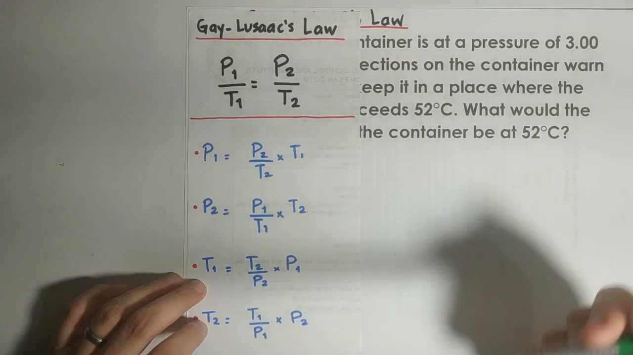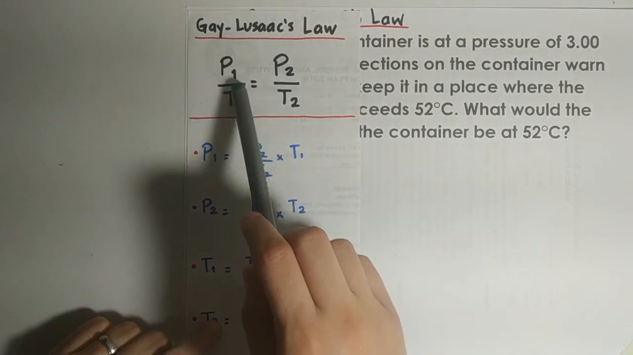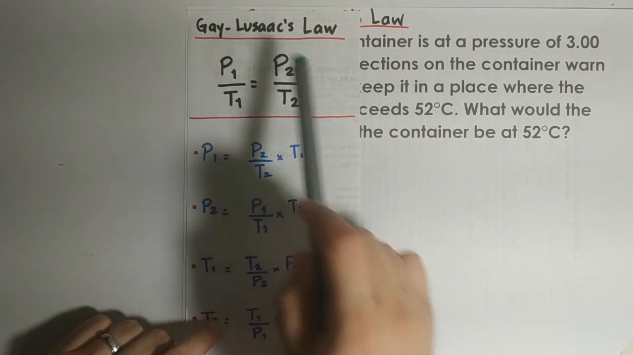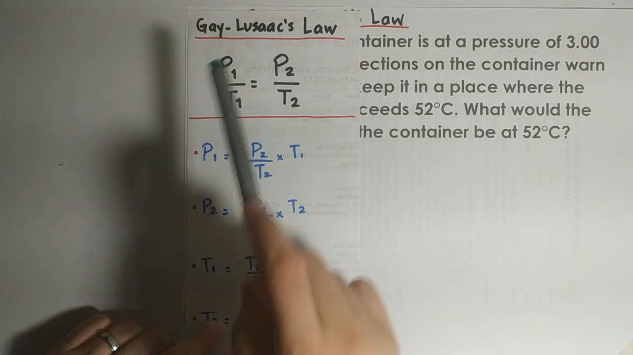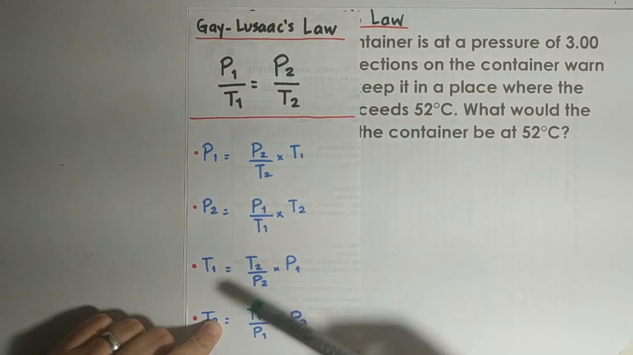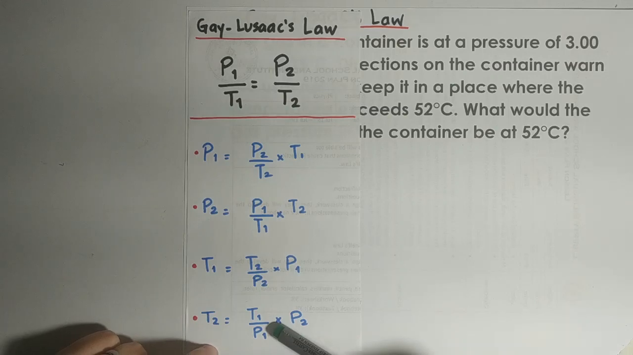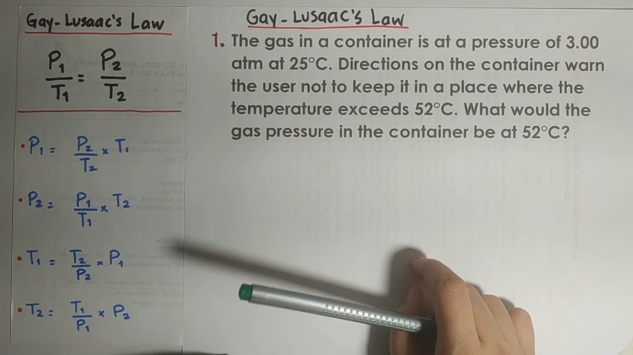As you can see, we are including only pressure and temperature. Initial equals final condition when we relate both of them. Now here are all the isolations that you will probably need for this topic. Now let's do one more example.